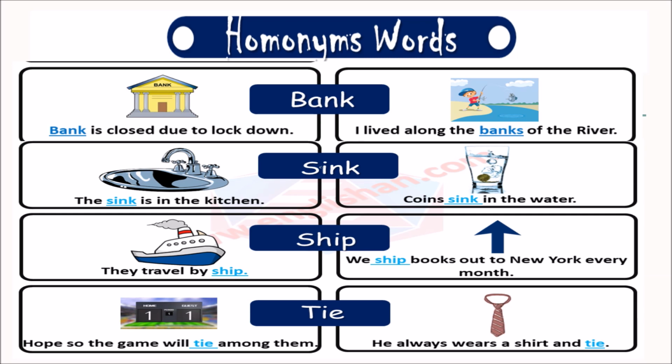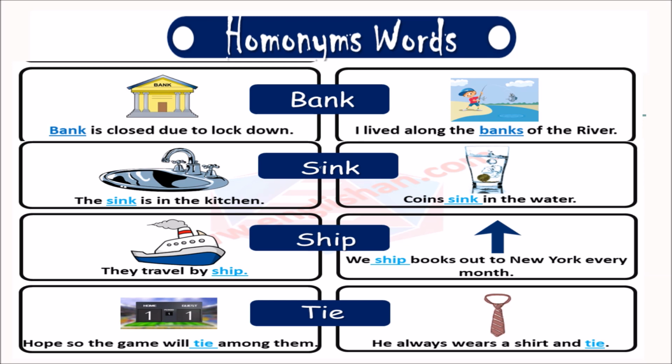First we have bank. Bank is closed due to lockdown. I lived along the banks of the river. Then we have sink. The sink is in the kitchen. Coins sink in the water. Next we have ship. They travel by ship. We ship books out to New York every month.